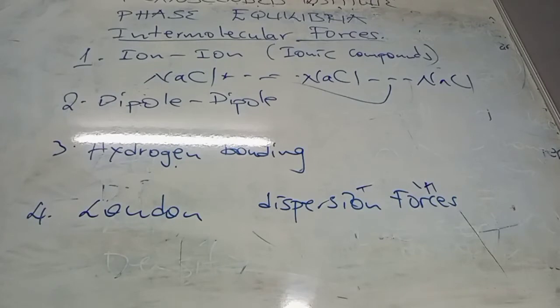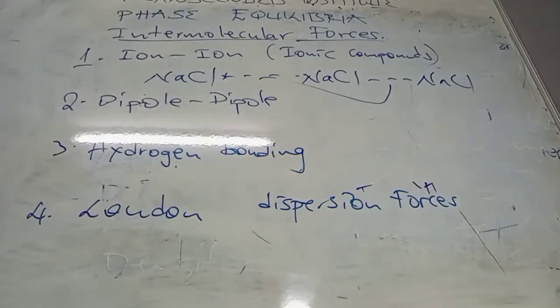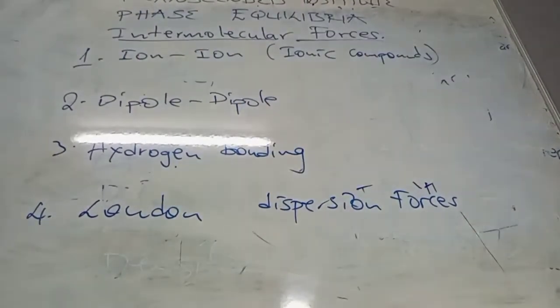But when you talk about sodium and chloride, the force that is in existence within that molecule, sodium chloride, is an ionic bond. Okay, so an ionic bond is an intramolecular force. Then the intermolecular force between the sodium chloride molecules is what we are calling the ion to ion force of attraction. Okay.